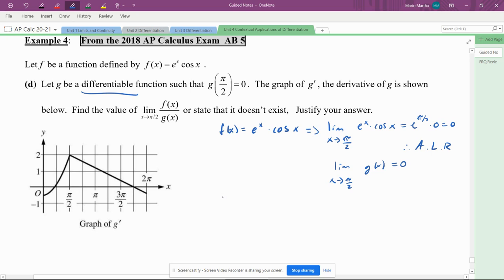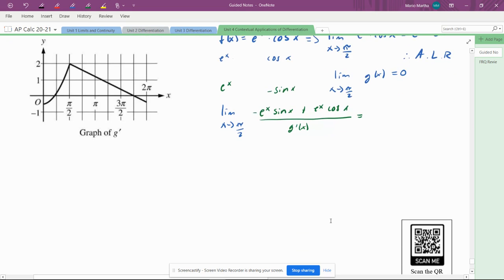And then we're going to do the limit as x approaches pi over 2. The derivative on top, we're going to have e to the x and then cosine of x. Again, make sure you guys are drawing your fish, right? Product rule, sorry. So this is going to be e to the x, and this is going to be negative sine of x. So here we're going to have negative e to the x sine of x plus e to the x cosine of x over g prime of x. All right, we know that at pi over 2, we're going towards positive 2. So it makes a nice number.